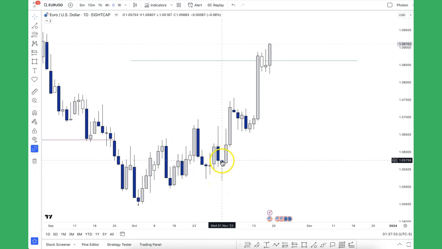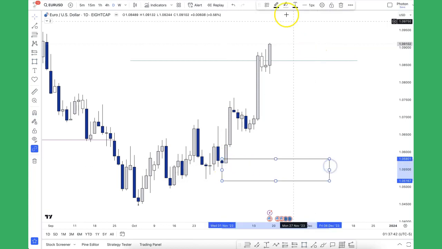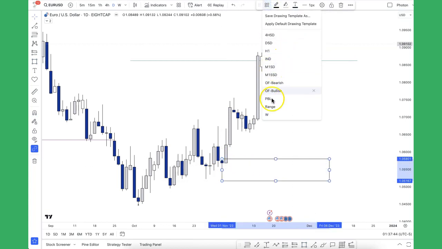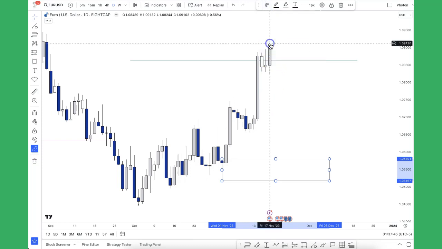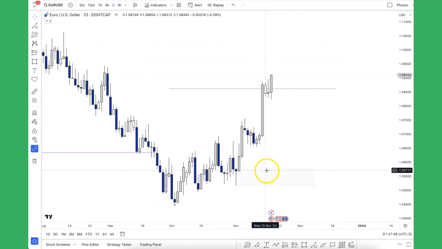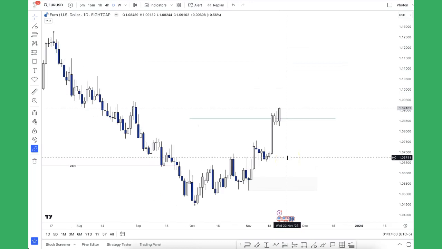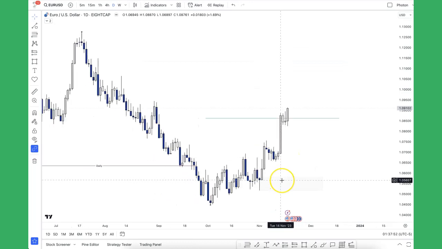Now this is one unmitigated candle that I see here, and so this is definitely a POI, or let me just use the daily here. So this is a daily demand zone. Now the question is, is this a strong zone? What has it really achieved? Has it led to a break of structure? So yes, it has.